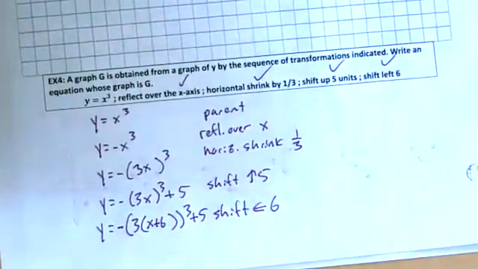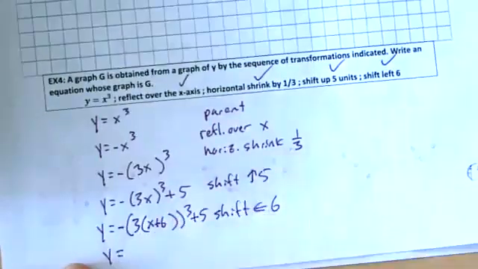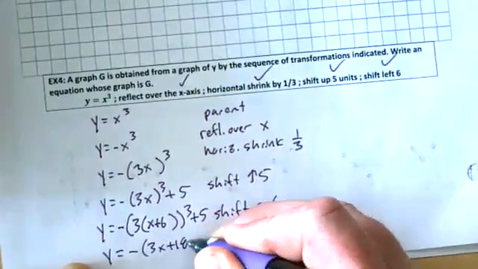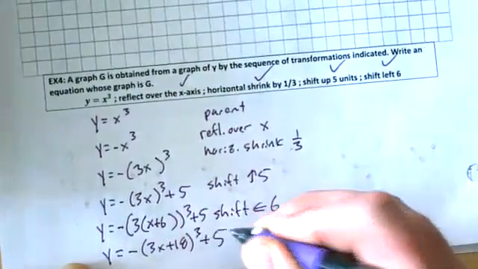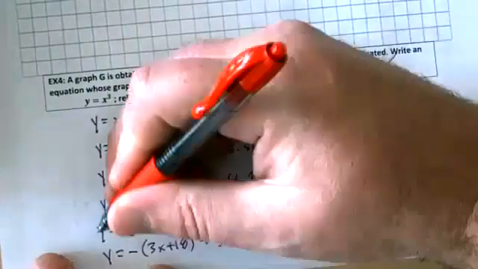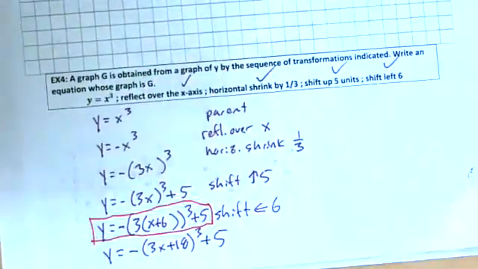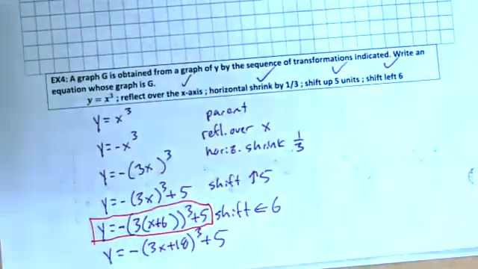I would probably clean this up a little bit and rewrite it as y equals -(3x + 18) cubed + 5. Although this is kind of a nice version 2, kind of standard form for a cubic. Either of those would be fine though.